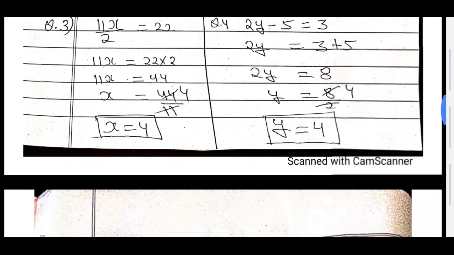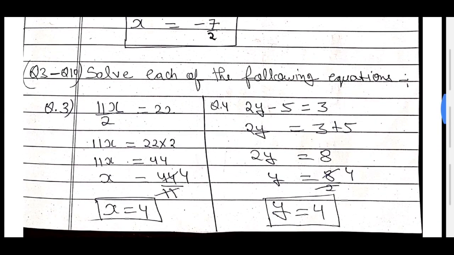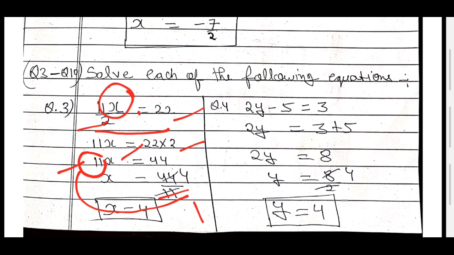Okay. Now come to the third question. For question number third to 10, there are some rules. What you do: solve each of the following equations. 11 by 2x is equal to 22. You have to make x alone first. So first move this 2 to this side. Here 2 is in divide, this time it becomes multiply. Then it becomes 44. Now remove that 11, because you have to make x alone. When 11 is in multiply here, moving to this side it becomes divide. Now cut 11 1 is 11, 11 4 is 44. Finally you get x is equal to 4.